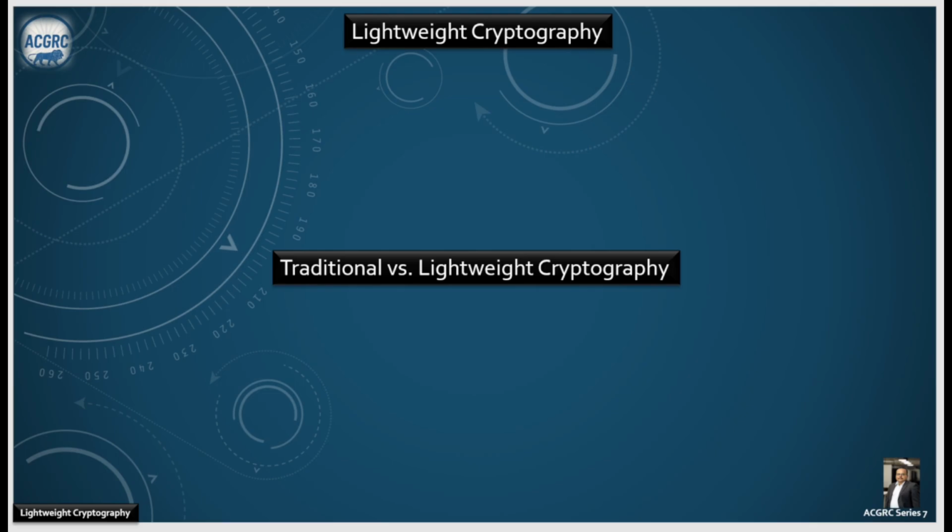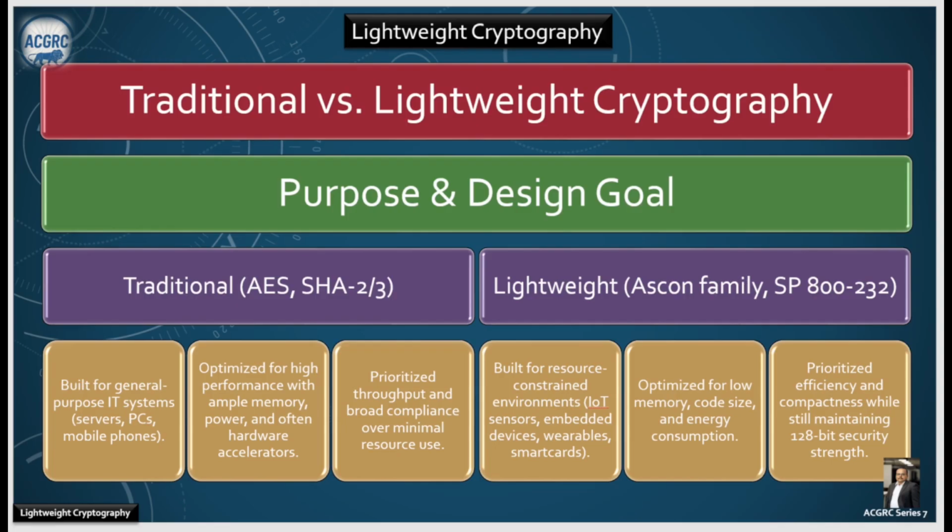Let's look at traditional versus lightweight cryptography. Well, traditional, which is AES or SHA-2 and SHA-3, is built for general purpose IT systems, which are servers, PCs, mobile phones, and so on. They are optimized for high performance with ample memory, ample power, and often having hardware accelerators within it. They prioritize throughput and broad compliance over minimal resource use.